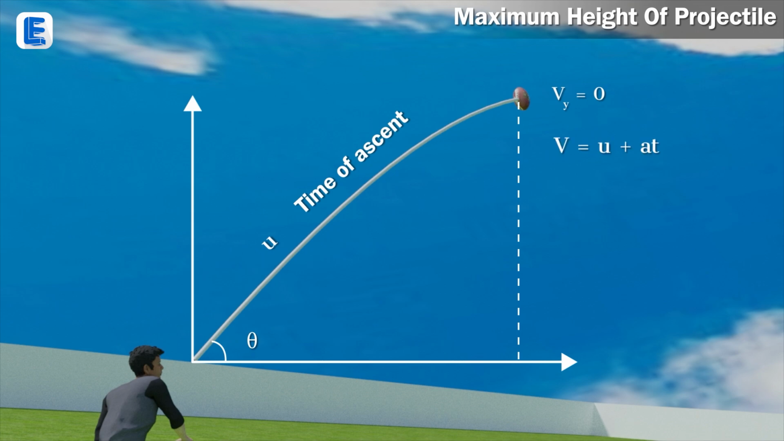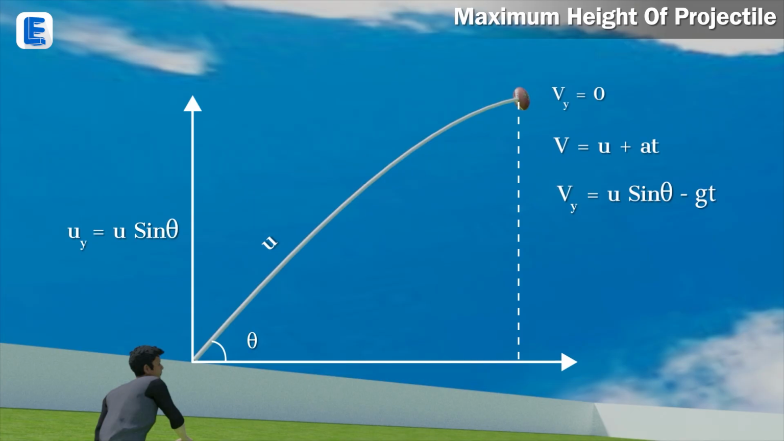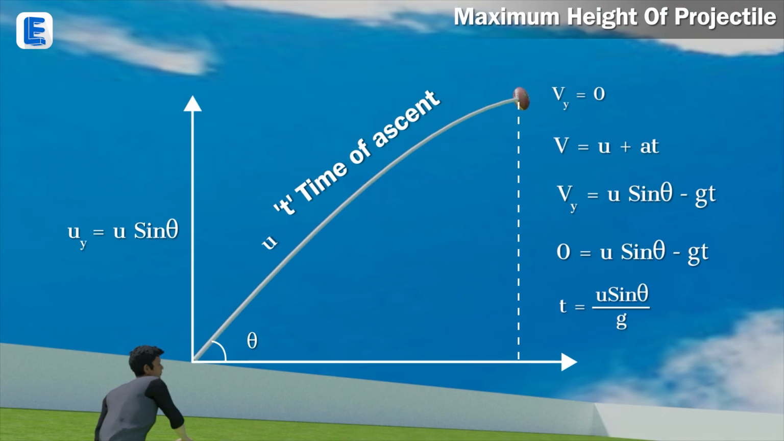From v is equal to u plus at, Vy is equal to u sine theta minus gt. Here, in vertical direction, velocity component of the object, uy, is equal to u sine theta, and a is taken as minus g. But since Vy is equal to 0, 0 is equal to u sine theta minus gt, or t is equal to u sine theta by g. Here, t is called time of ascent.